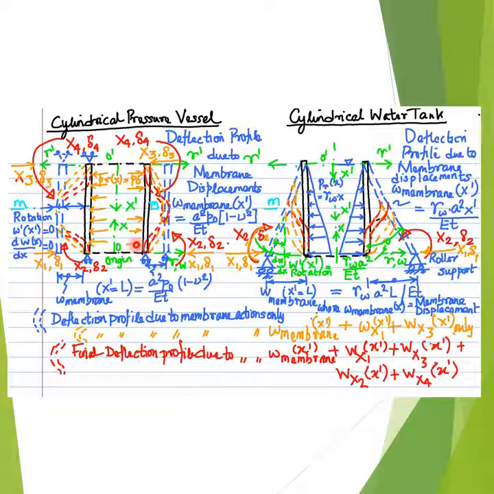Since the lower and upper boundaries of the thin cylindrical shell are fixed or restrained against both radial displacement as well as rotation, due to the physical end restraints that are provided by the thick liners given in the cylindrical pressure vessel at the two ends or the two boundaries of the thin cylindrical shell.